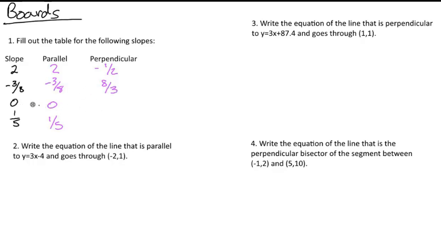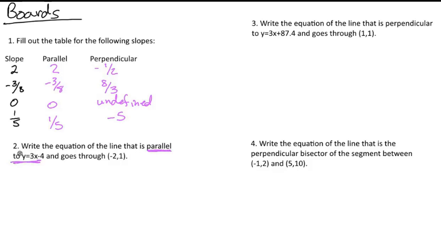Ooh, this guy is horizontal, so the negative reciprocal is 1/0, and dividing by 0 is undefined. So this is a vertical line. So vertical and horizontal are perpendicular. Yeah, that makes sense. And then this one would be a -5. Good.